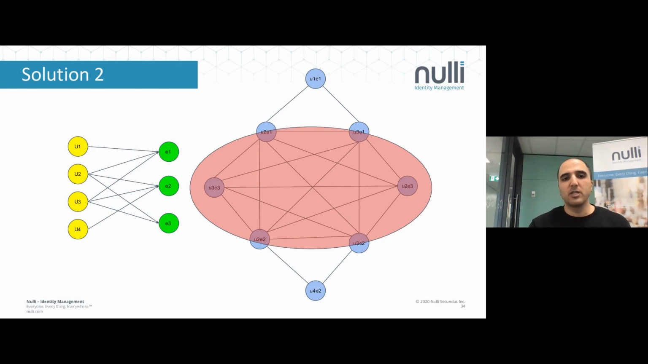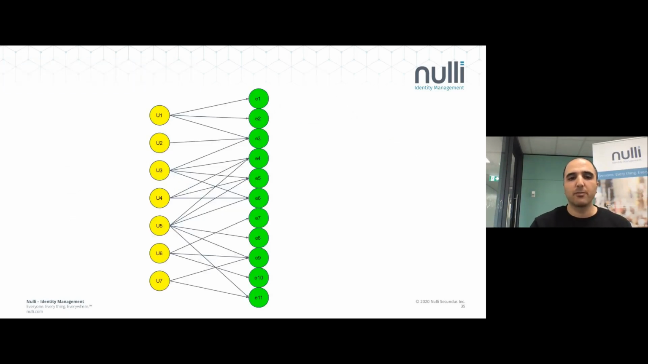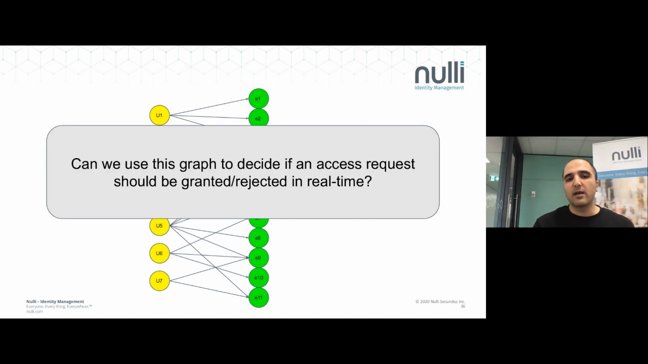So we talked about these two solutions for this problem. And we started working with this graph of users, entitlements, and edges, which are user entitlement assignments. Now the question is, if we have such a graph, and if we add more data to this graph, for example, if we bring in resources that are going to be accessed by users, if we add user attributes, is it possible to use this graph to decide if an access request, in real time, should be granted or rejected?